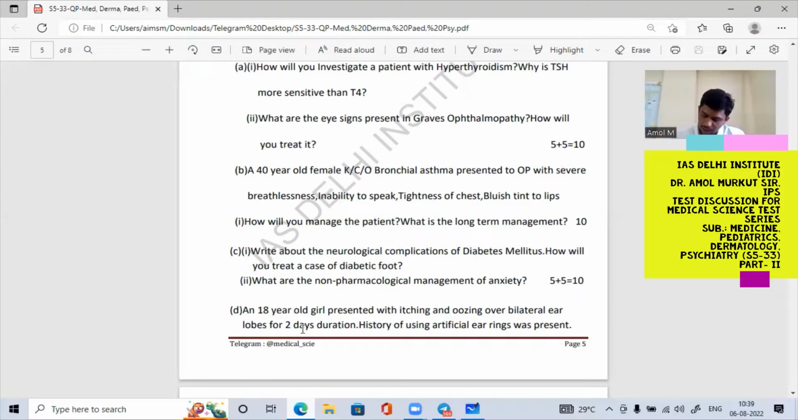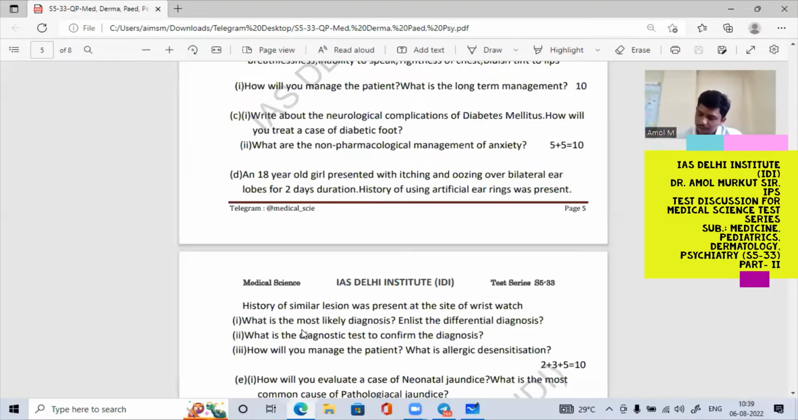Next question. An 18-year-old girl presented with itching and oozing over bilateral earlobes for 2 days duration. History of using artificial earrings was present. History of a similar lesion was present at the site of a wristwatch. So clear cut, without a doubt, it is contact dermatitis. Most likely diagnosis contact dermatitis. Here the condition is very specific, so differential diagnoses are slightly different, but you can add atopic dermatitis, irritant contact dermatitis, or sometimes candidiasis also.